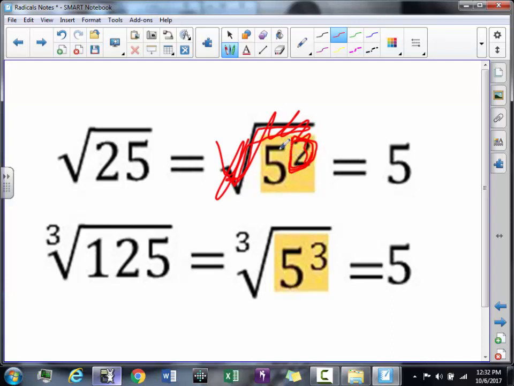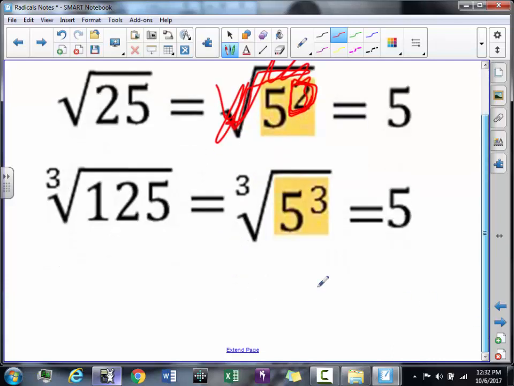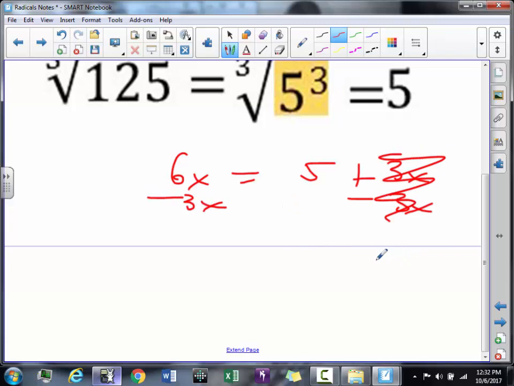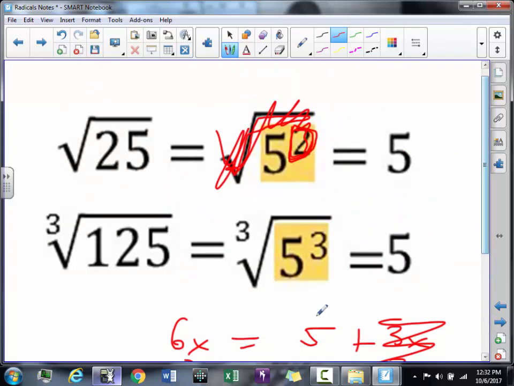You guys know how, in our algebra, you might have 6x equals 5 plus 3x. How do you get rid of this plus 3x? You subtract 3x from both sides. These are opposite operations of each other. Well, that same thing applies here. If you have a cube, how do you undo a cube? Cube root.